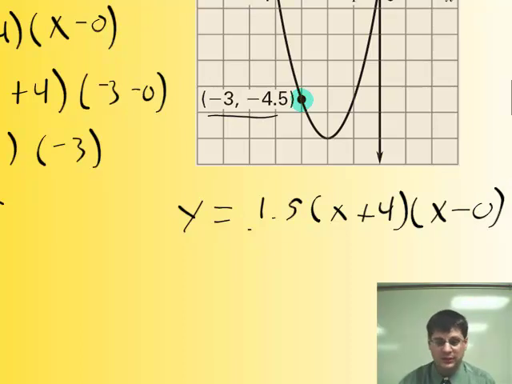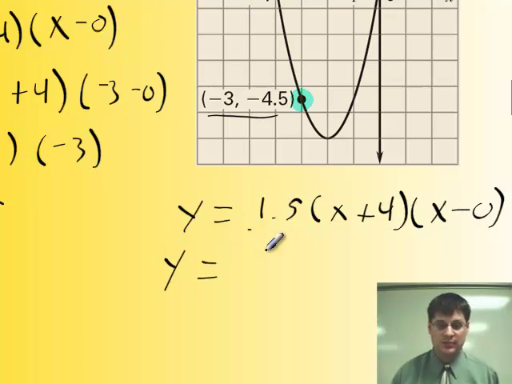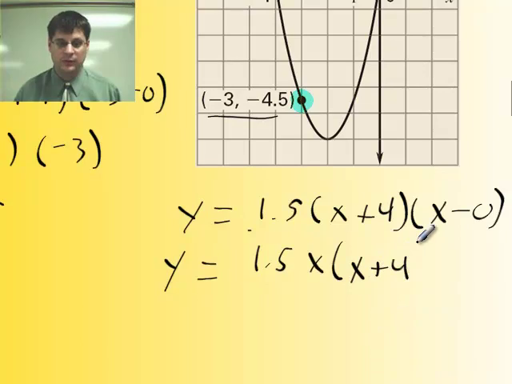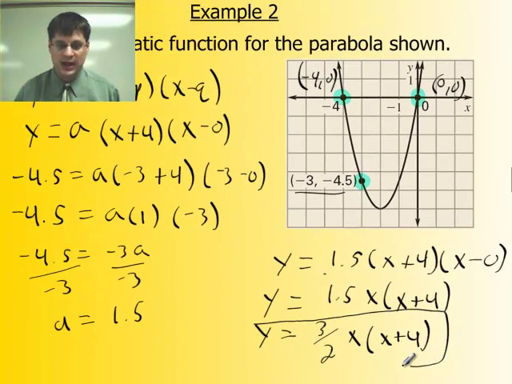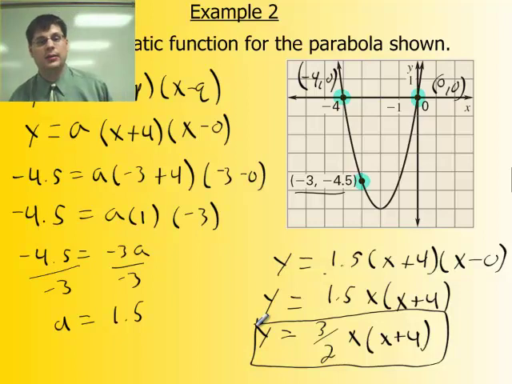But we really don't want to leave it this way, because x minus 0 is, well, we know that's going to be x. So this is unnecessary. So I will rewrite this as 1.5, and x minus 0 is just x. So I'll write it as x and then x plus 4. And with a fraction, which is preferable to using a decimal when we can, I'll use 3/2. And there we have it. Y equals 3/2 x times x plus 4.